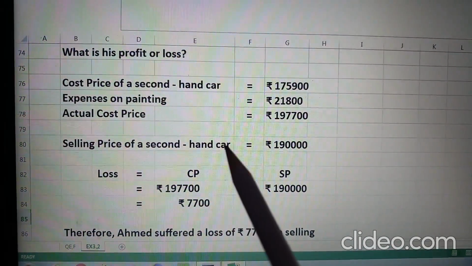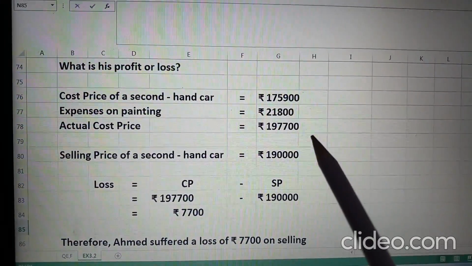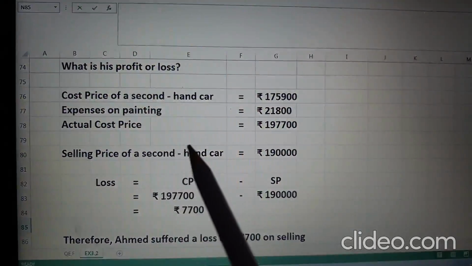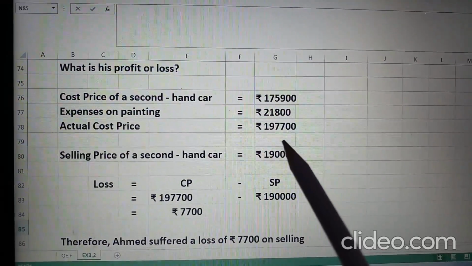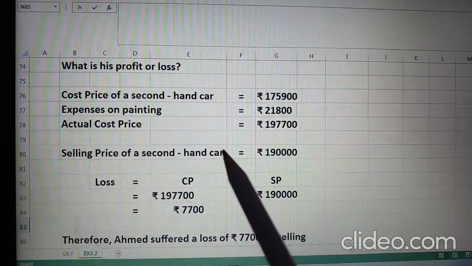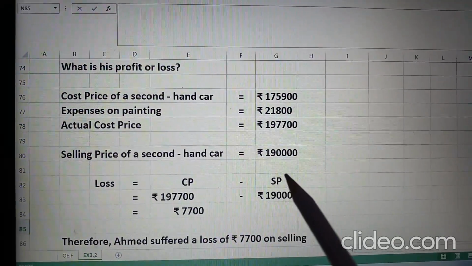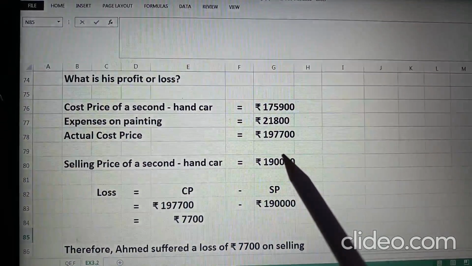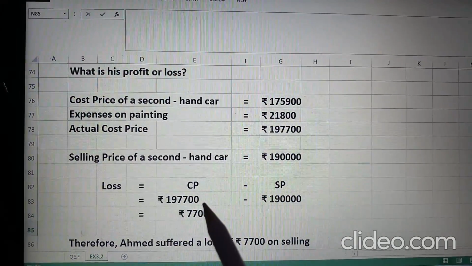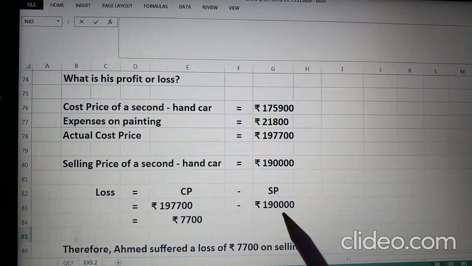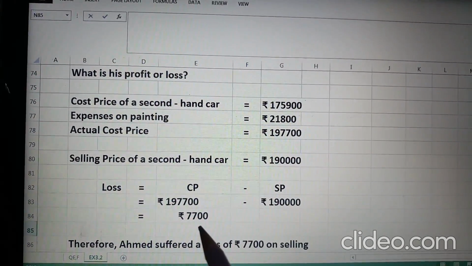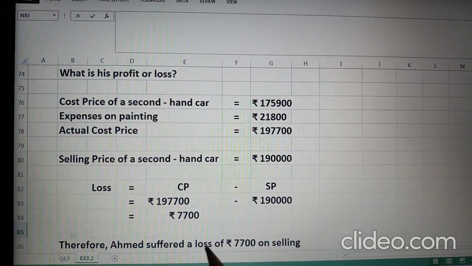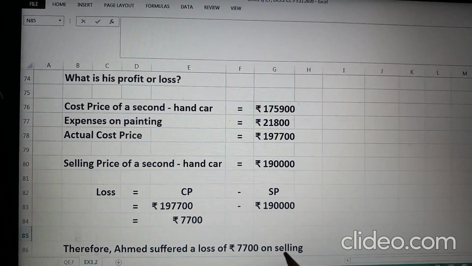Cost price of a second-hand car is rupees 1,75,900. Expenses on painting rupees 21,800. Actual cost price is 1,97,700. And selling price of a car is 1,90,000. So when selling price is less than the cost price, it is a loss. So CP is 1,97,700. SP 1,90,000. So the difference is 7,700 and that is a loss. Therefore, Ahmed suffered a loss of 7,700 on selling a car.